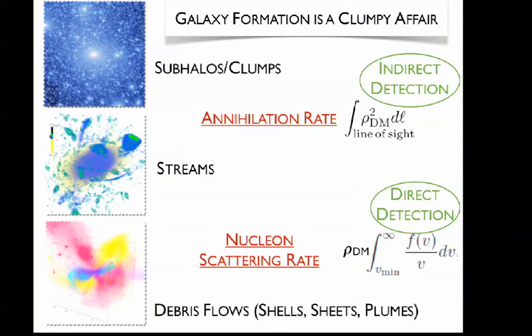What have those types of simulations been telling us over the last few years? They've told us that galaxy formation is a clumpy affair. There is material there that is not phase mixed. There are subhalos and clumps in configuration space, and their distribution will affect the annihilation rate, which is important for indirect detection. The annihilation rate is proportional to the dark matter density squared, integrated along the line of sight. There are structures in velocity space: streams, debris flows, shells, plumes, and sheets. Their distribution will affect the neutralino scattering rate, which depends on the density of the dark matter and the velocity distribution function. This is what is important for a direct detection experiment.